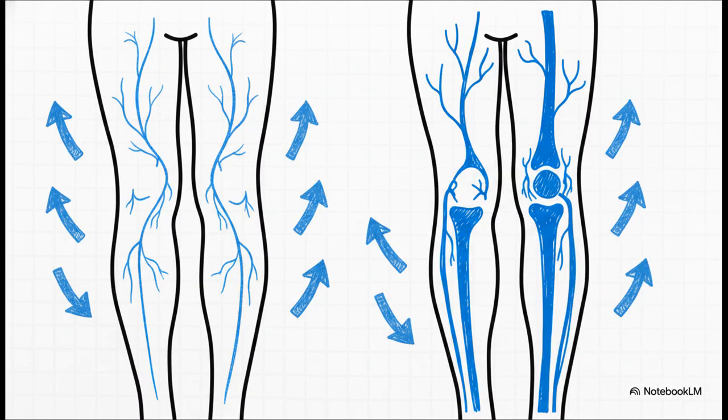Let's quickly lock in our mental map with these key takeaways. The lower limb relies on two main systems working seamlessly together, the superficial and the deep. Your major surface roads are your great and small saphenous veins. And your deep upward highway system flows sequentially, starting as paired tibial veins in the calf, merging into the singular popliteal vein at the knee, and finally becoming the massive femoral vein up in the thigh.